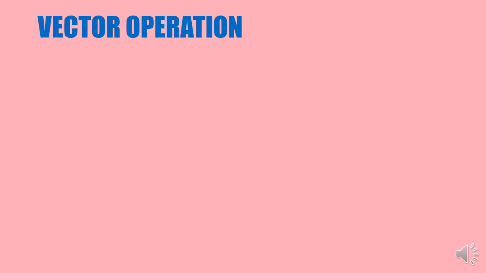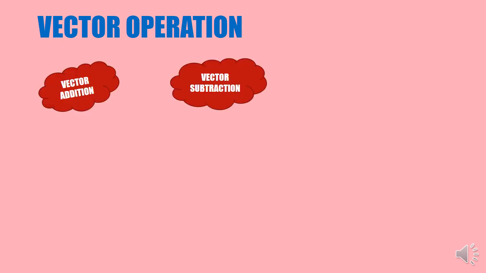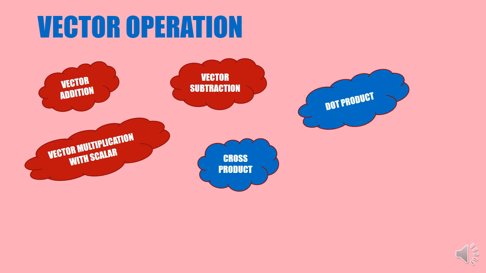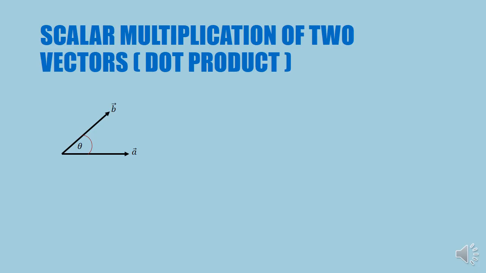Okay, in the previous lesson, we have learned about factor operations such as factor addition, factor subtraction, and factor multiplication with scalar. Okay, so now I want to add some more factor operations such as cross product, dot product, or scalar multiplication, and factor projection. Okay, let's see, the first one is dot product or scalar multiplication of two factors.